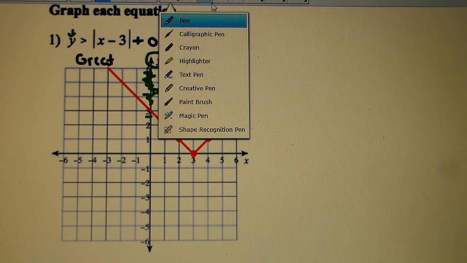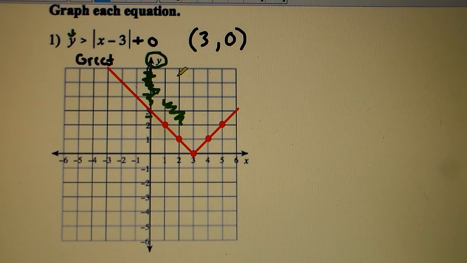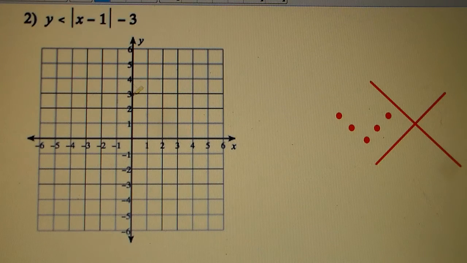I'll use a better shading tool. Let's do this. So we're going to shade everything on that side. So that's greater than. So y is greater than the absolute value of x minus 3. Close absolute value, that's our answer. Alright, let's try another one.